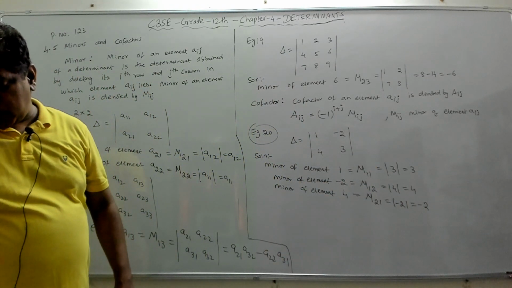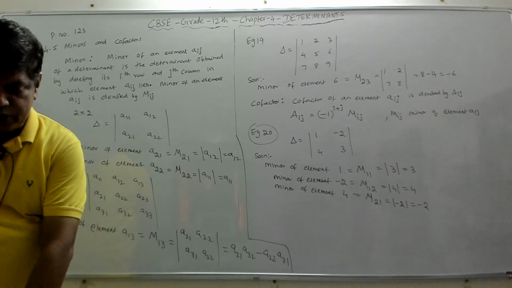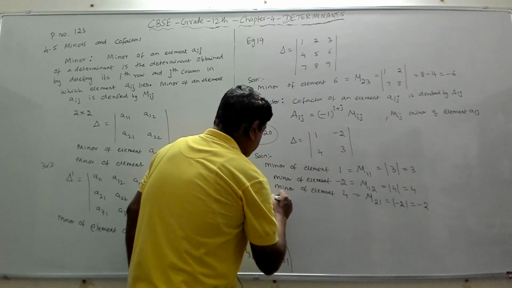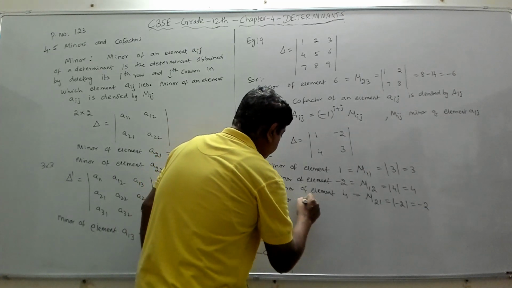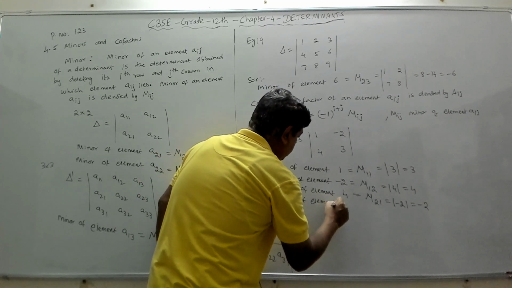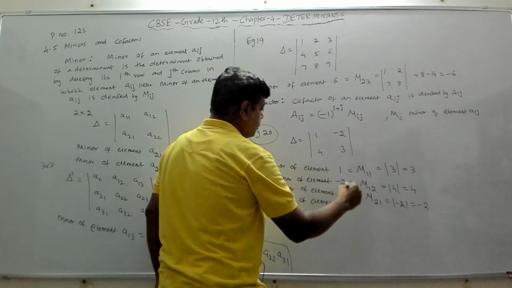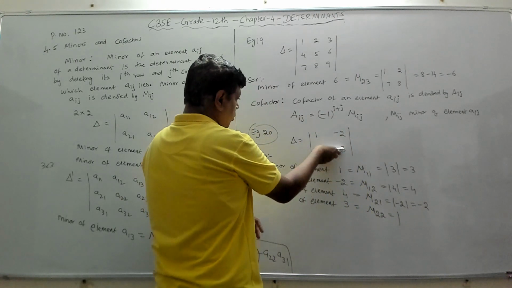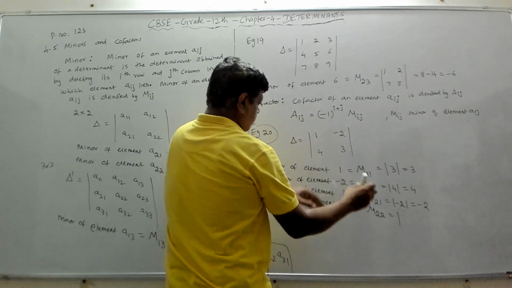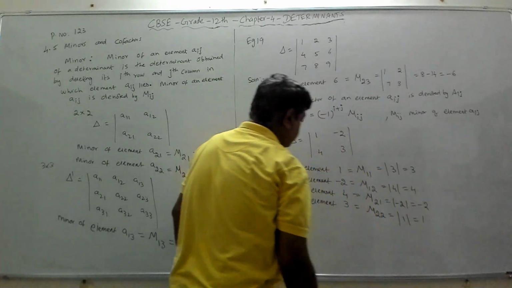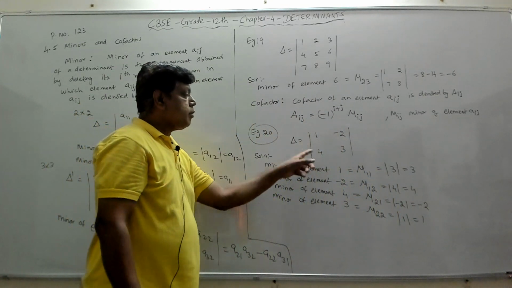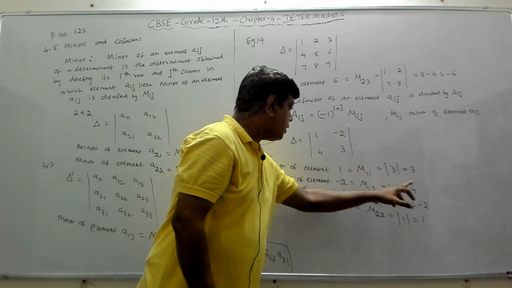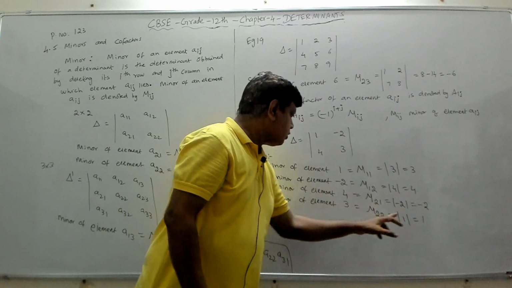Fine. Then we have the minor of the next element, which is 3. Its position is A22, so it is M22. M22 is the determinant left after closing that row and column, which gives 1. So we have found the minors of all the elements of the determinant. The minor of 1 is 3, the minor of minus 2 is 4, the minor of 4 is minus 2, and the minor of 3 is 1.